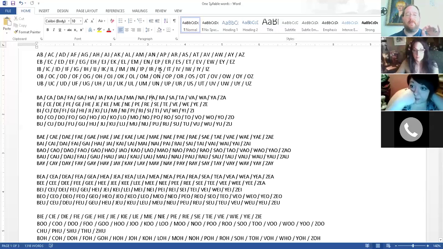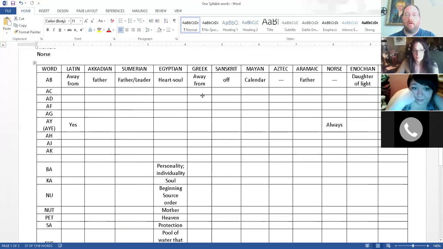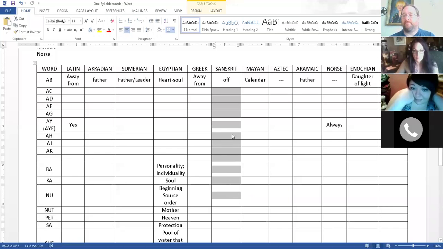But that second, I need folks to be able to go, hey, David, I'm going to take this row and I'm going to take this language. Hey, David, I'll take this row and I will do the Sanskrit. Hey, David, I'll take this row and I'm going to look up the Aramaic.